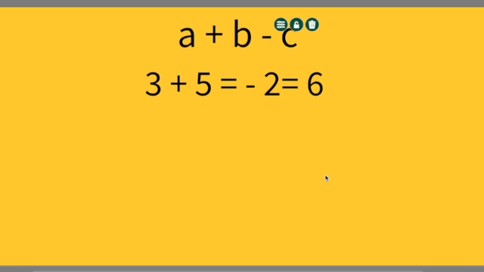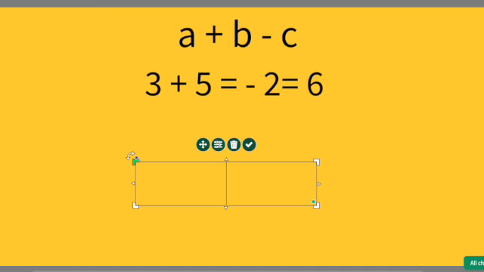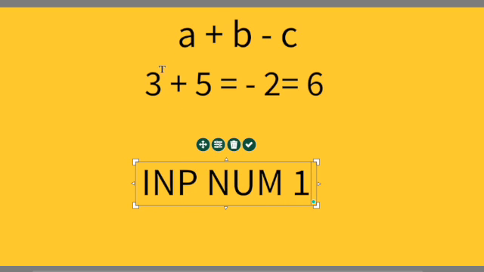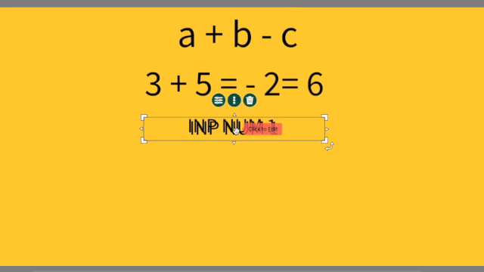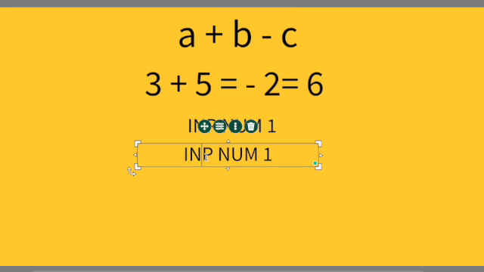Okay, so let's think about how each number would be input into a program. So the first thing the user would do is they're going to inp num1, which is of course variable A. Okay, once they input that number, then the number needs to be stored. So for storing, we can say sto num1.